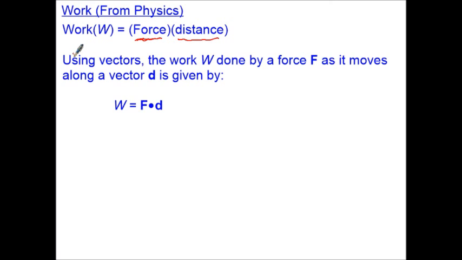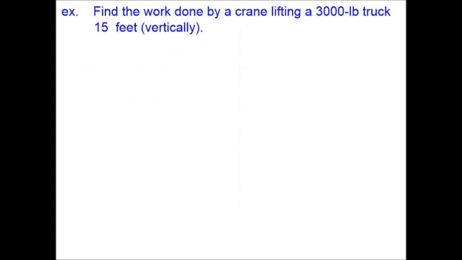Anyway, using vectors, the work W done by a force F. Now one thing to notice here, that is bold, so this is going to be a vector. So we need a vector to represent our force as it moves along a vector D, which is distance, but again, since it's a vector, it's also kind of implying a direction of sorts, and is given by this right here. I've got work equals force vector dot product with our distance vector. That's going to generate the amount of work done by anything. And let's take a look at a couple examples of that.